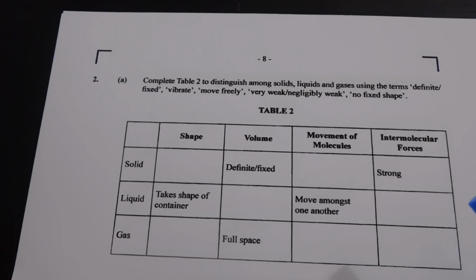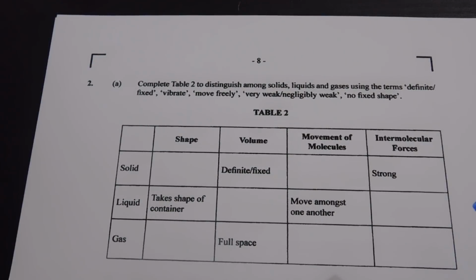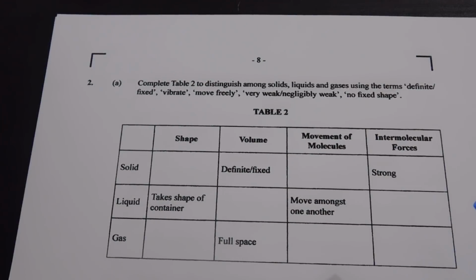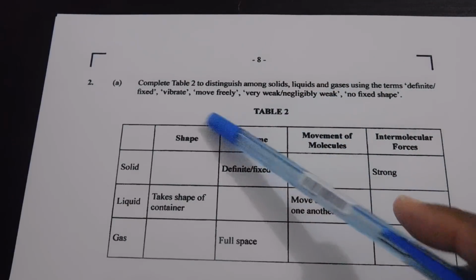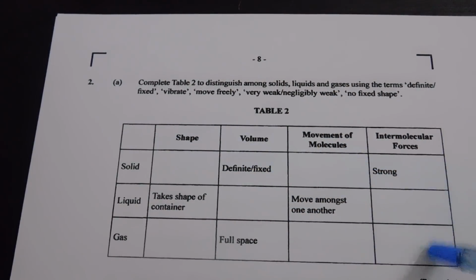So now we're on question 2, and it says complete the table to distinguish among solids, liquids, and gases using the terms definite, fixed, vibrate, move freely, very weak or negligibly weak, no fixed shape. Okay, so they made it easy. Basically, you're going to use those words and put them in the appropriate spaces.